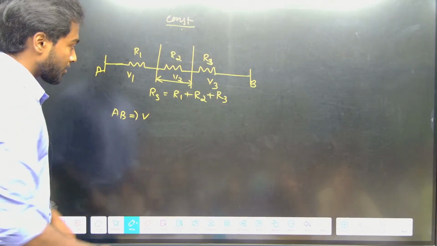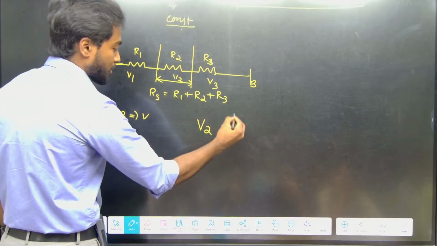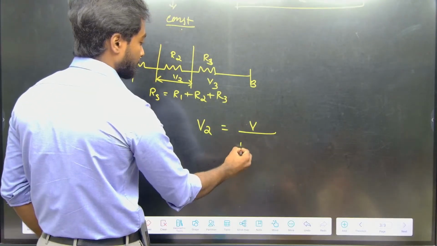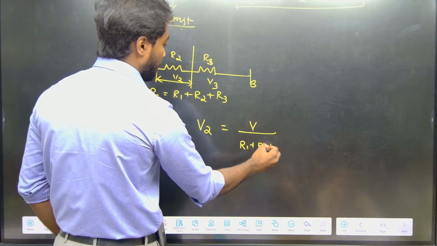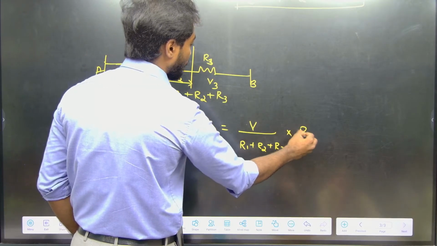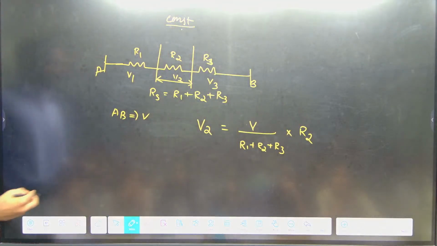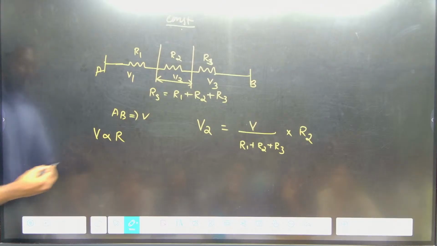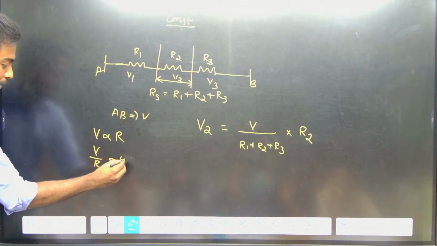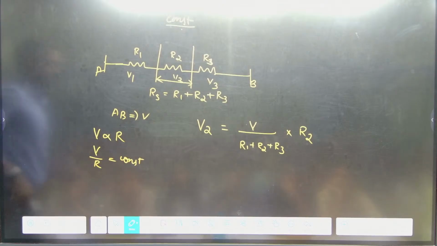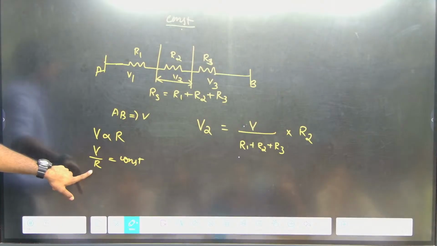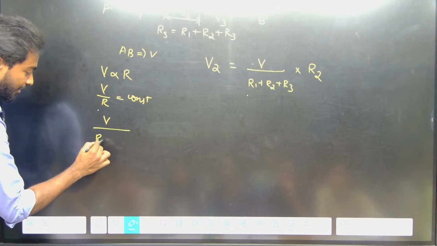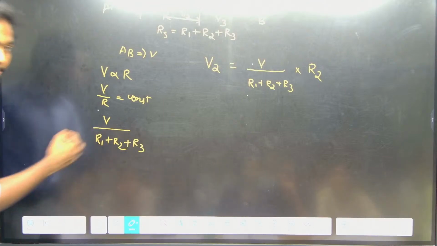so I can write V2 equals V by (R1 plus R2 plus R3) into R2. I will say how. We know that V is directly proportional to R, right? Can I say V by R equals constant? I have taken the total potential by total resistance. Listen carefully. The total potential is V and the total resistance is R1 plus R2 plus R3.